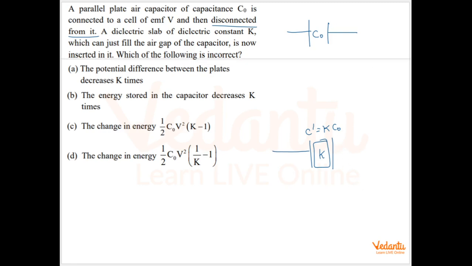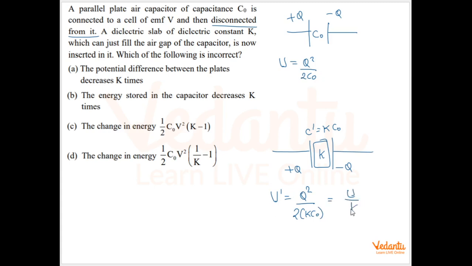So when I disconnect the battery, my dear bachcha, what you have to remember is that the charge remains the same. Original charge is plus Q minus Q, final charge also plus Q minus Q, because the battery is disconnected. So original energy will be Q square by 2 C0, final energy will be Q square by 2 times K C0. That means final energy becomes the original energy divided by K. So option A will be correct. Oh, sorry, option B will be correct.